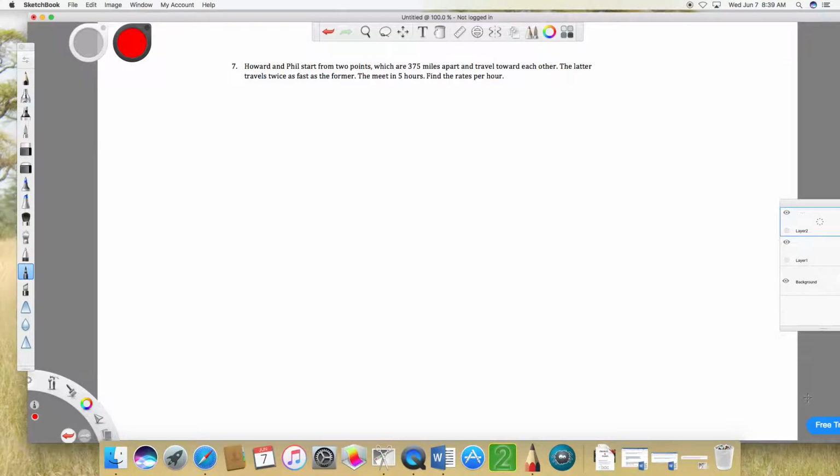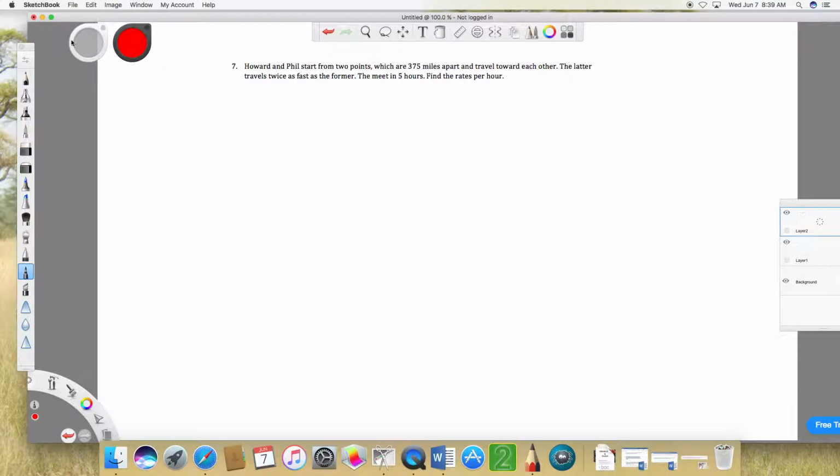Let's take a look at this problem. It's a uniform motion problem. Howard and Phil start from 2 points, which are 375 miles apart, and travel toward each other. The latter travels twice as fast as the former. They meet in 5 hours. Find the rates per hour.